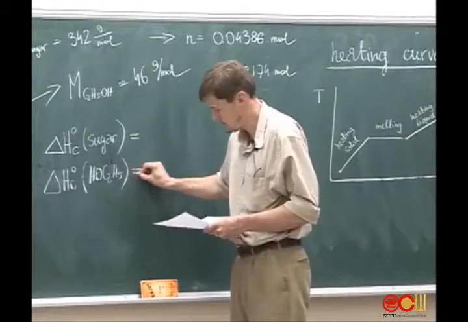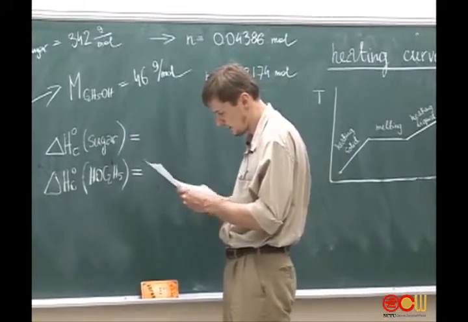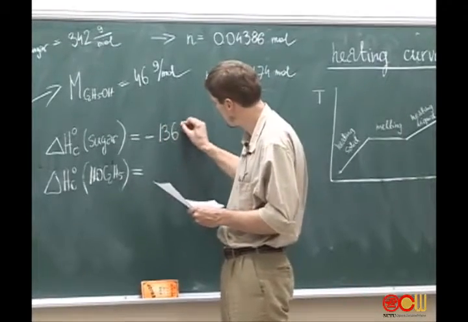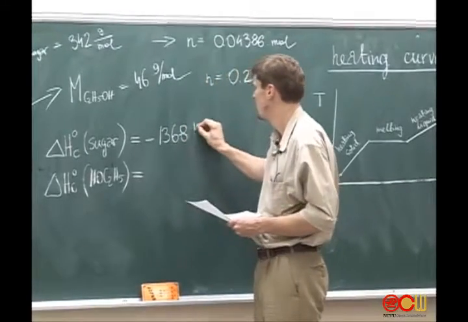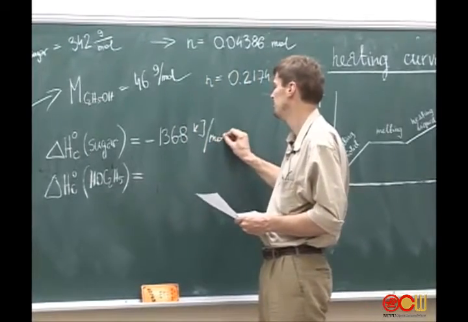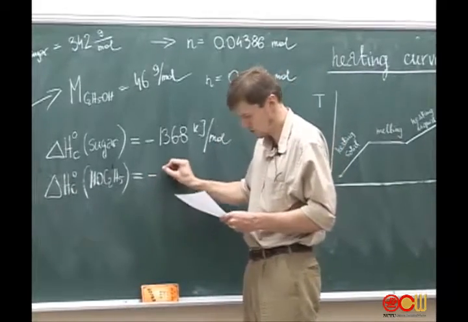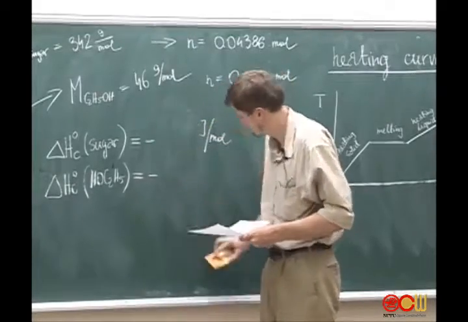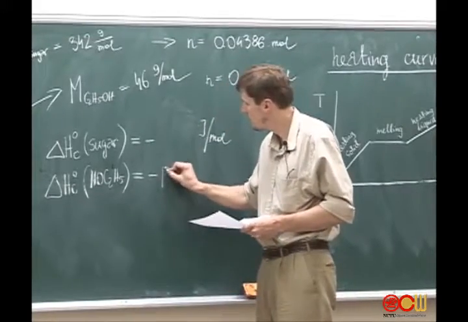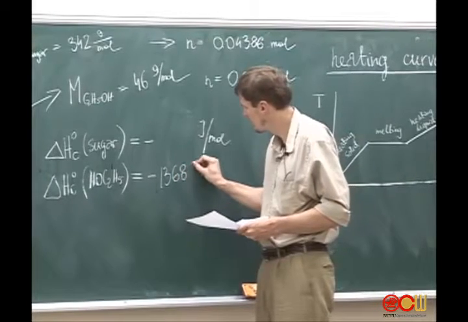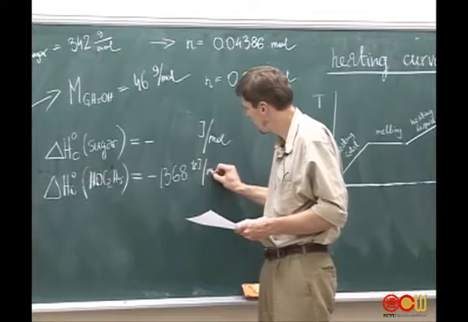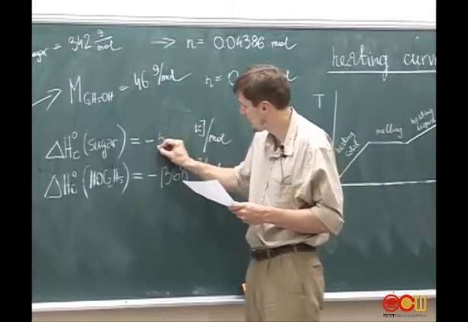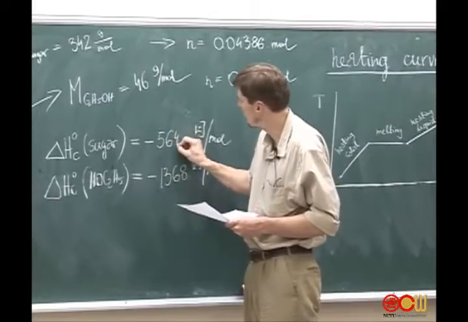Again, you go to tables to check these two numbers, and it turns out that this one is minus 1,368 kilojoule per mole, and this one is minus 5,645 kilojoule per mole.